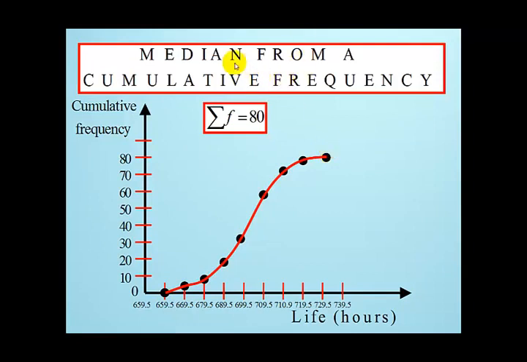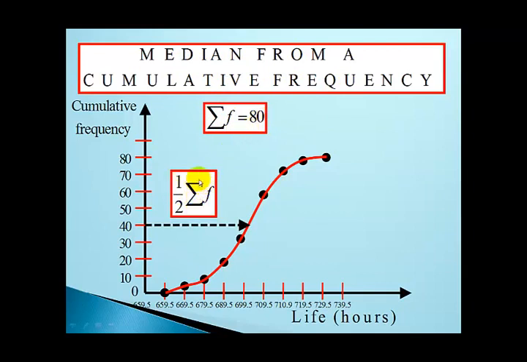Now, assuming we are supposed to find the median from the cumulative frequency, take note that the total cumulative frequency gave us 80. If you want to find the median, what you have to do is to take half of sigma f, the summation of the cumulative frequency, which is 80. So half of 80 will give us 40. We trace 40 till we touch the cumulative frequency curve. Then we trace it vertically downwards to the x-axis, and we read the value on the x-axis. From this graph, the value is 701.5. That means that the median from the cumulative frequency curve is 701.5.